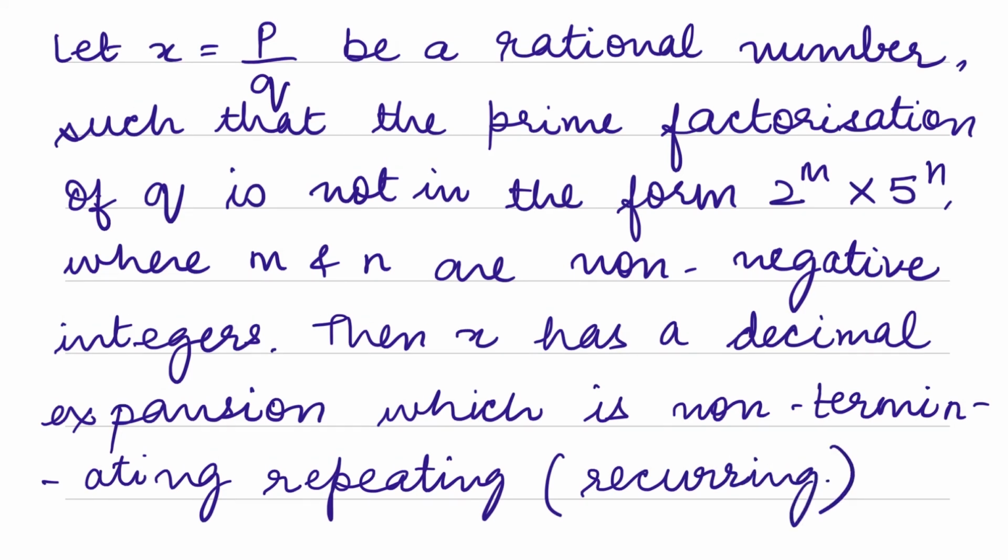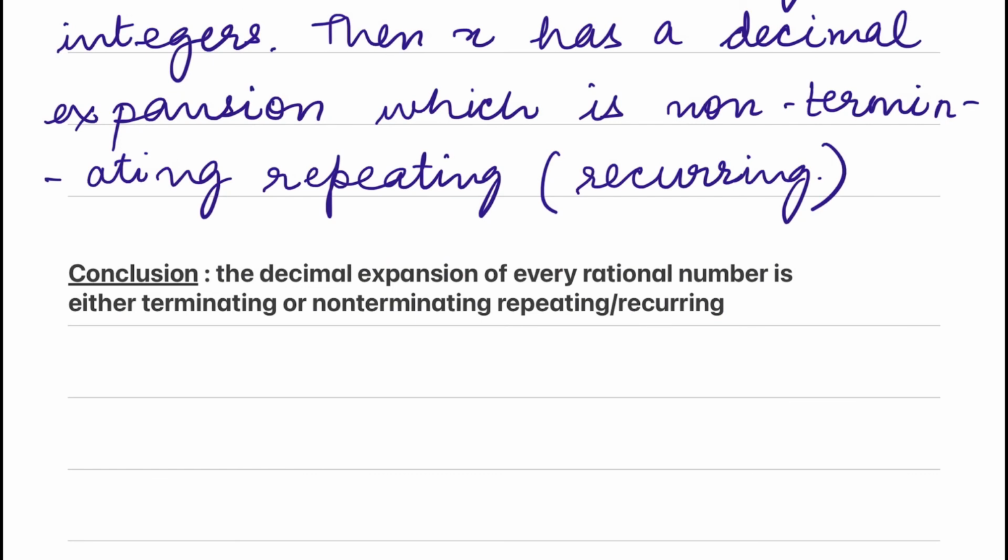So from all this discussion, we have come to a conclusion. So this is a fun concept here. Now we know that if we divide the numerator by the denominator, it will be a terminating decimal expansion or a non-terminating decimal expansion, and if it is non-terminating, it will be a repeating decimal expansion.